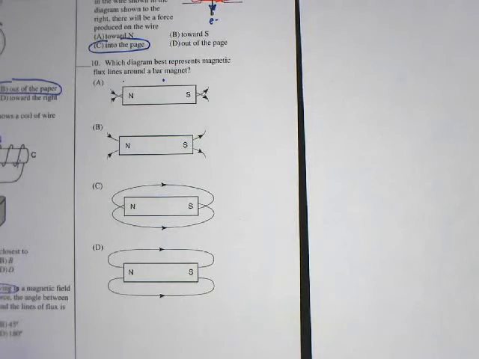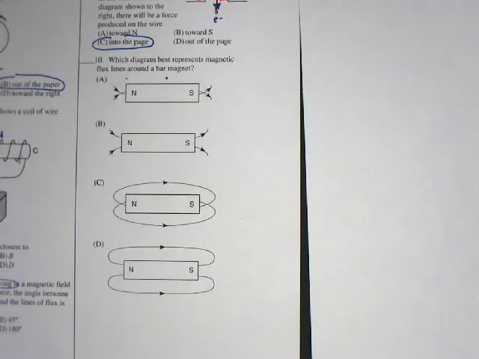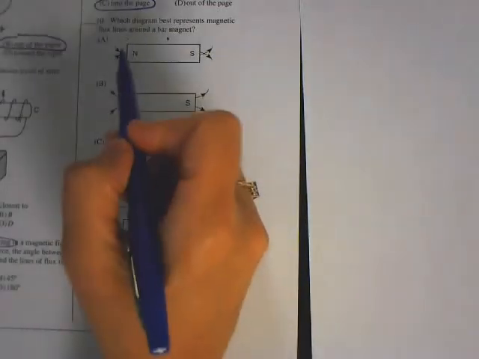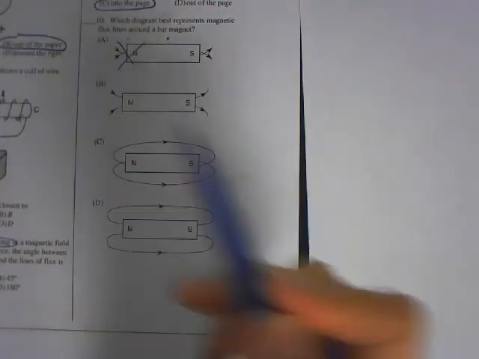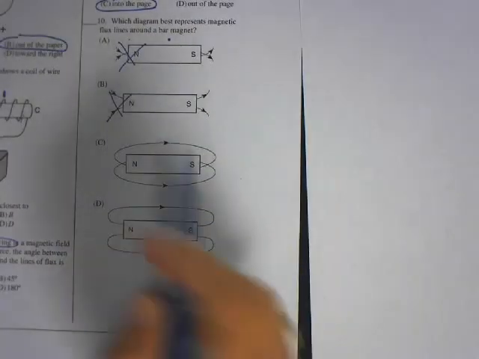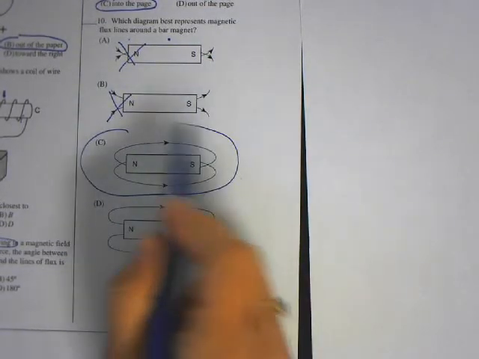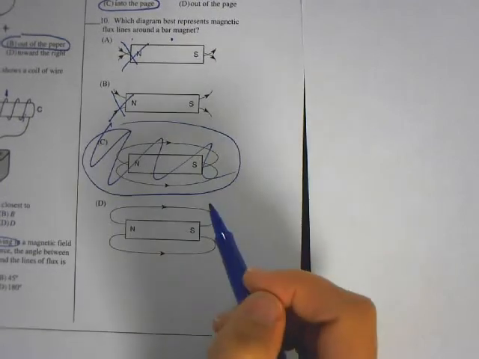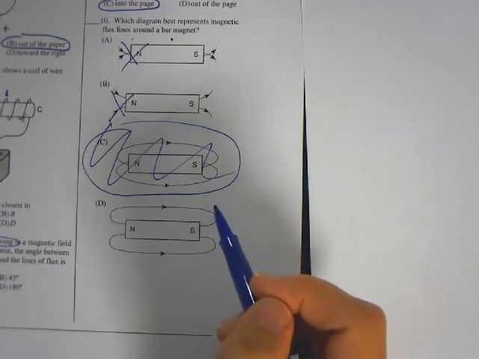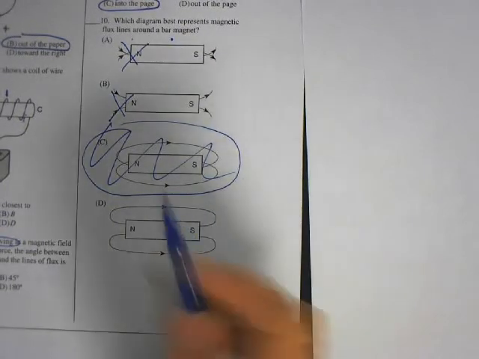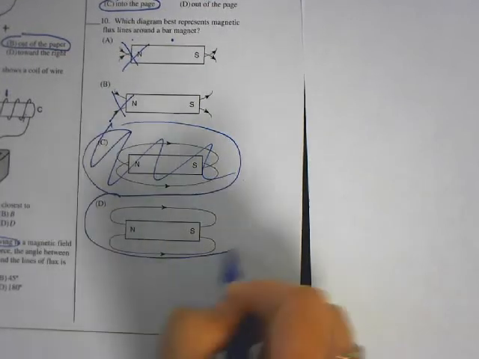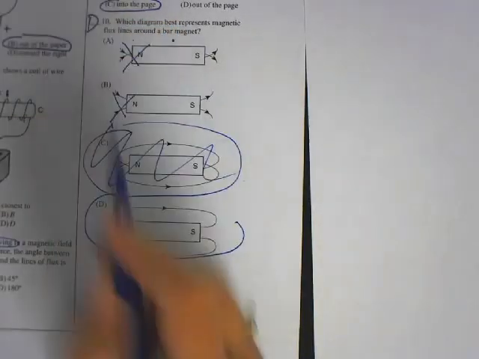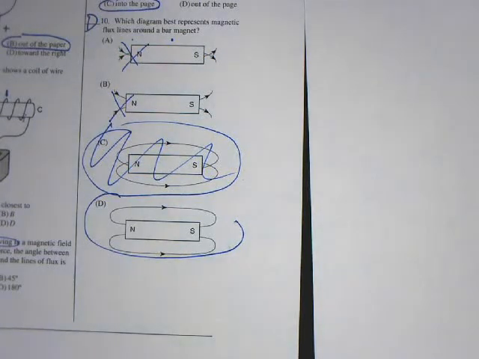And then the last one says, which diagram best represents the magnetic flux lines around a bar magnet? This shows going into north and out of south, so that's wrong. This is also wrong. This shows going from north to south, and oh, that's not right, because this shows them crisscrossing, which they don't do. So the answer is D, because the lines don't crisscross like that.